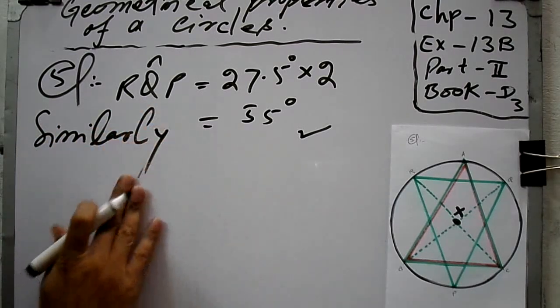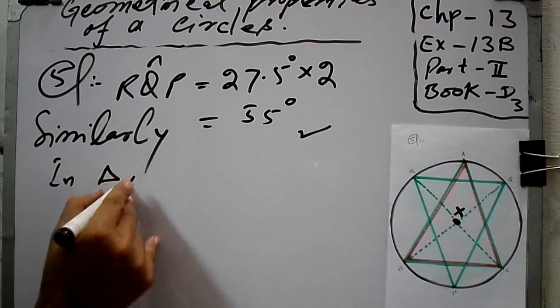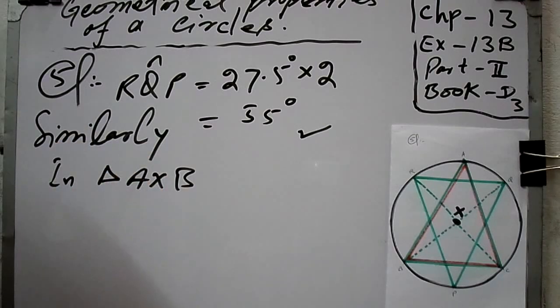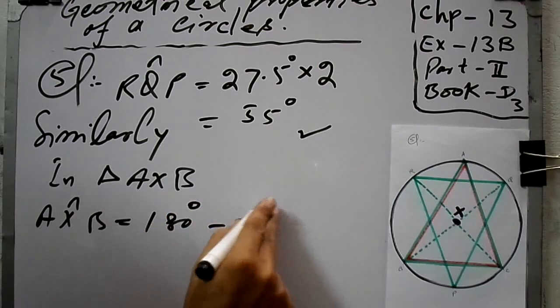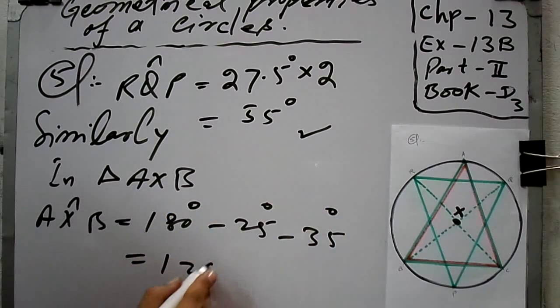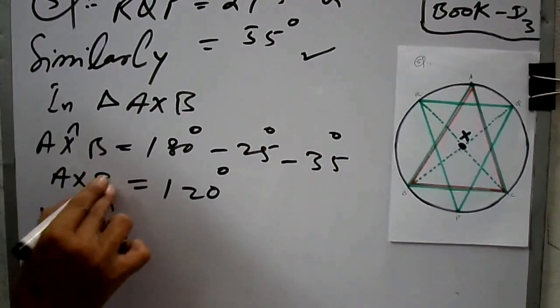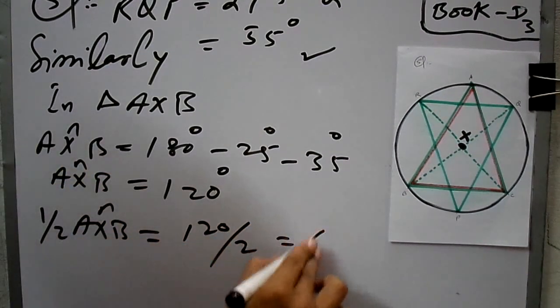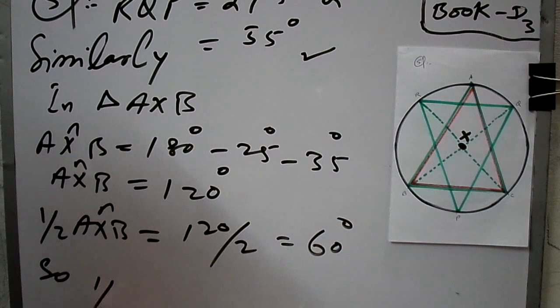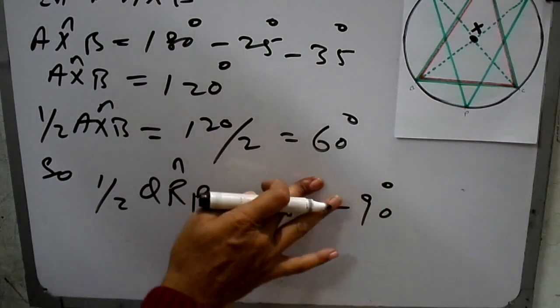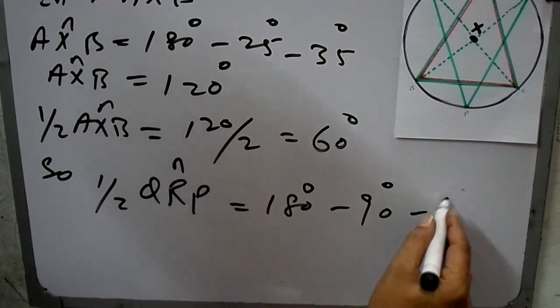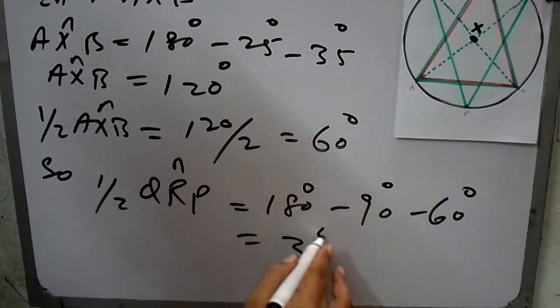So similarly you can see that in triangle AXB, now coming to the another triangle, we are going to consider three types of triangle in AXB. Once again, the sum of interior angles is 180, so 180 minus 25 minus 35, you will get 120 degree by the same methodology. So you need half AXB, so half will be 120 divided by 2, you will get 60 degree. So half QRP, once again by the same methodology, repeated the same steps as in your first part, 60, you will get 30 degree.